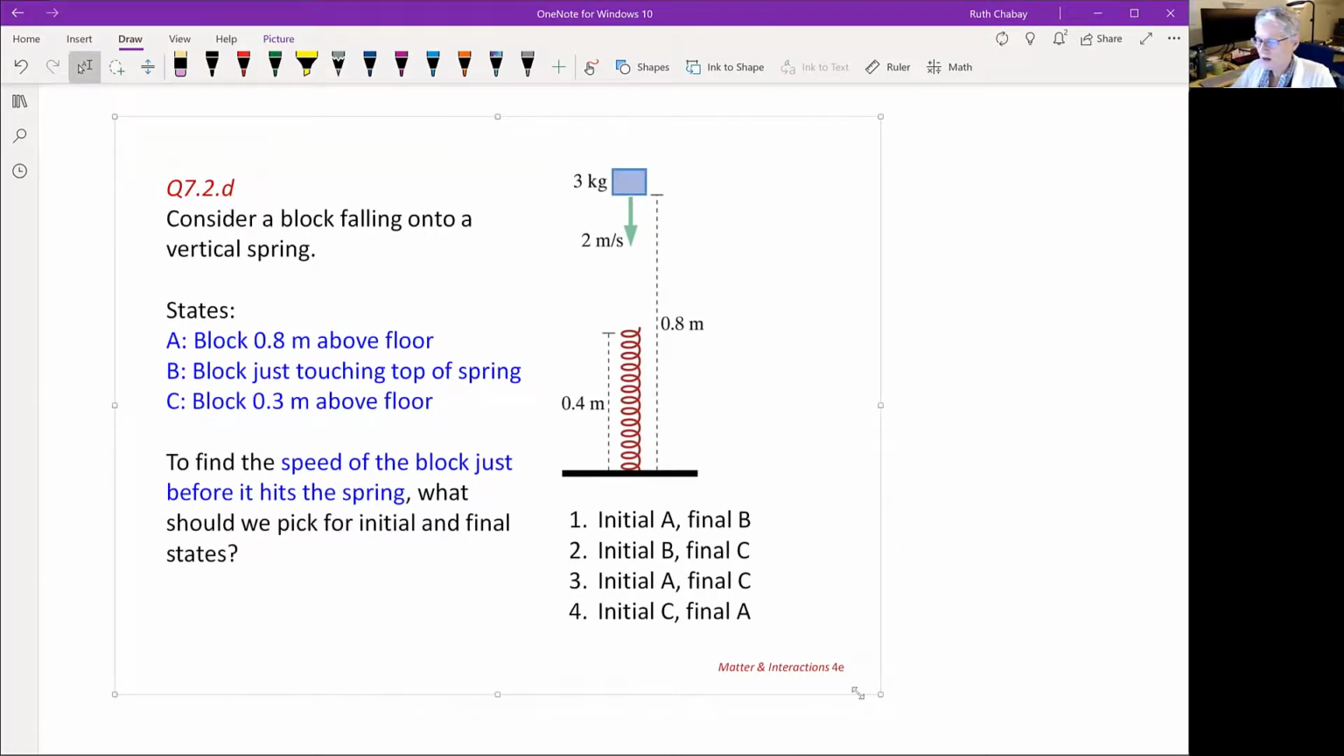So let's say we were asked to pick the system. We're ahead of ourselves. Just consider the states. If the block is falling, and the problem we're asked is to find the speed of the block just before it contacts the spring, so when it's just there. What do we pick for the initial and final states?